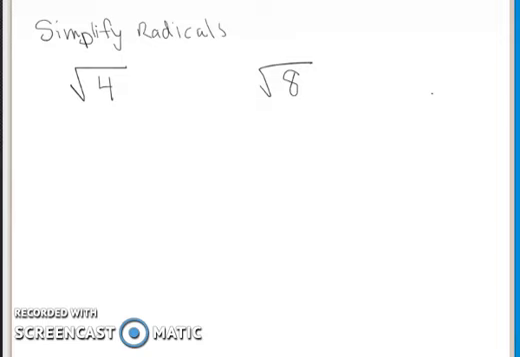So here we go. Simplifying radicals is basically taking anything that is square rooted and making it as simple as possible. Sometimes that's just finding what the square root of that number is, and other times it's breaking it down. So let's go ahead and look at the very first one.